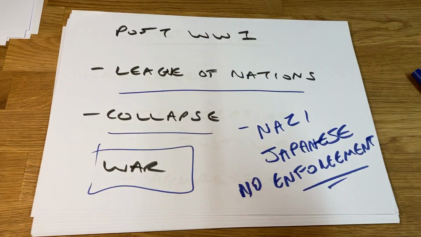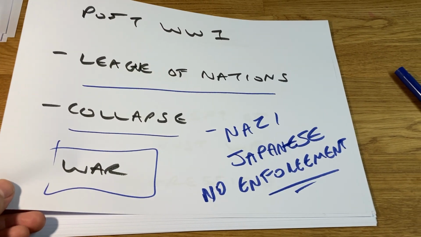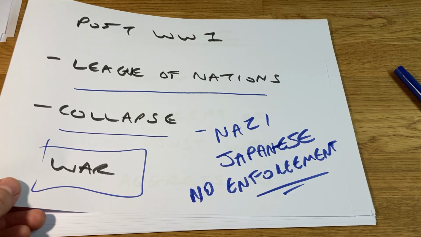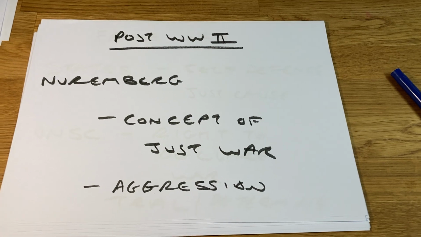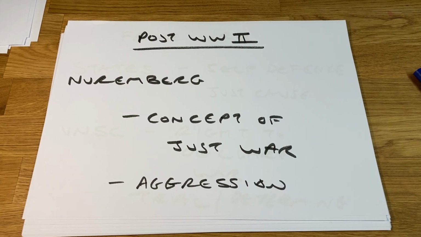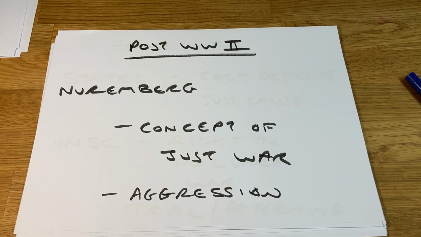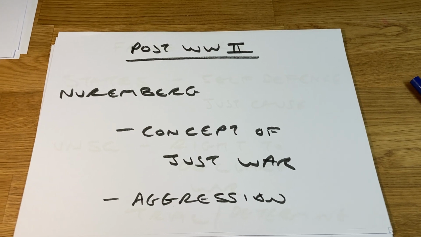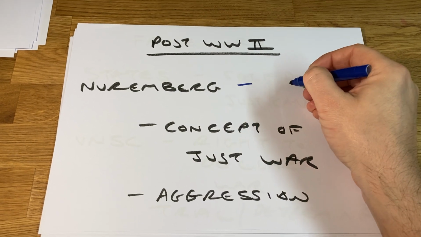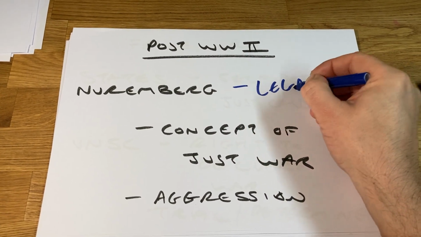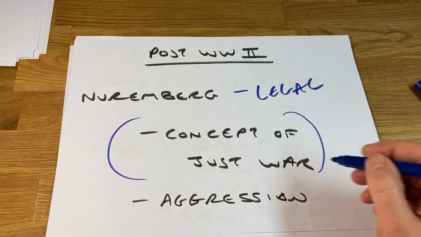And that results in World War II. Grievances from the victor's peace are used by various regimes to rearm and to start World War II. So after World War II, there is then a real attempt to impose some form of legal structure on when states can and can't go to war. And this is pretty much decided by the Nuremberg trials, where you have the Nazi rulers on trial and there is a legal outcome for what they have done. And this is where the concept of just war comes in.